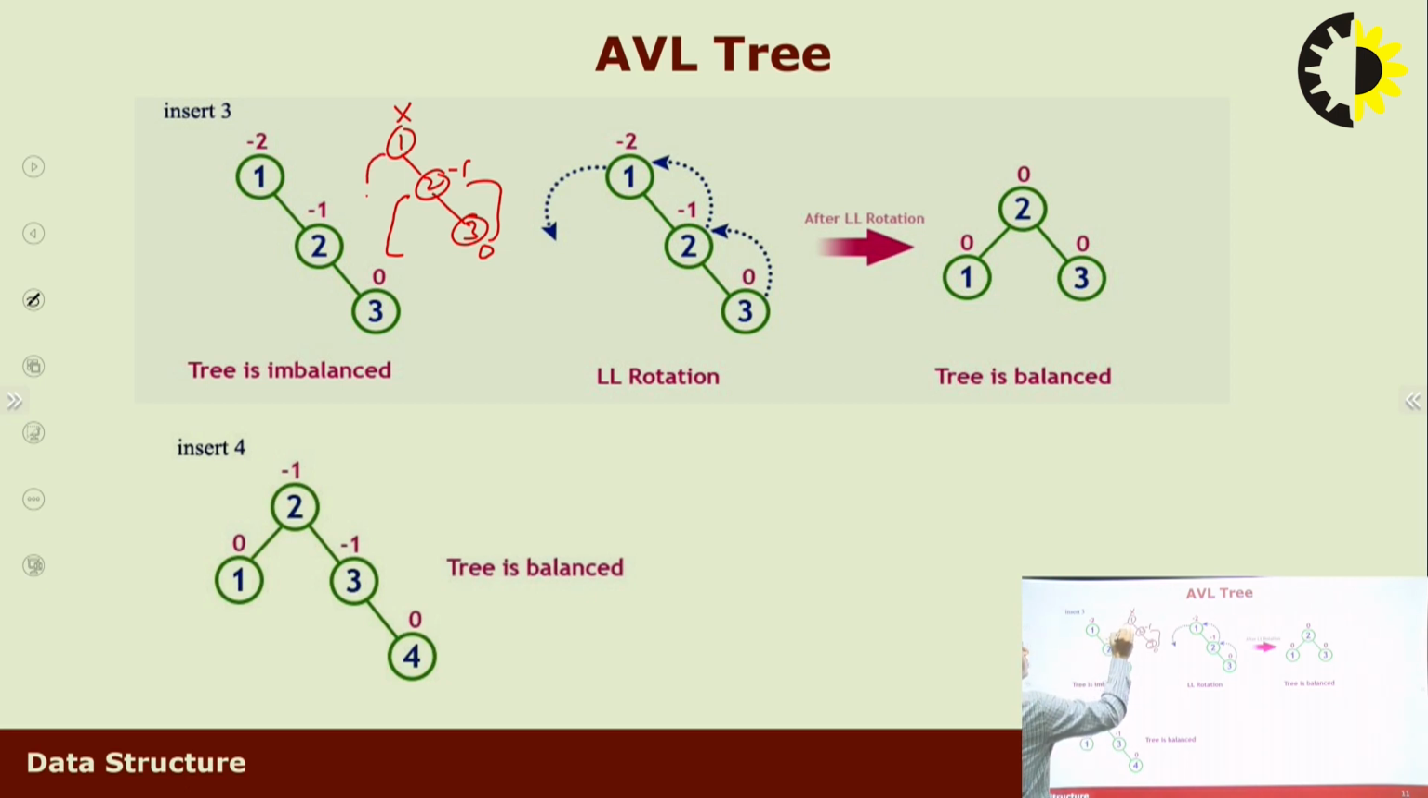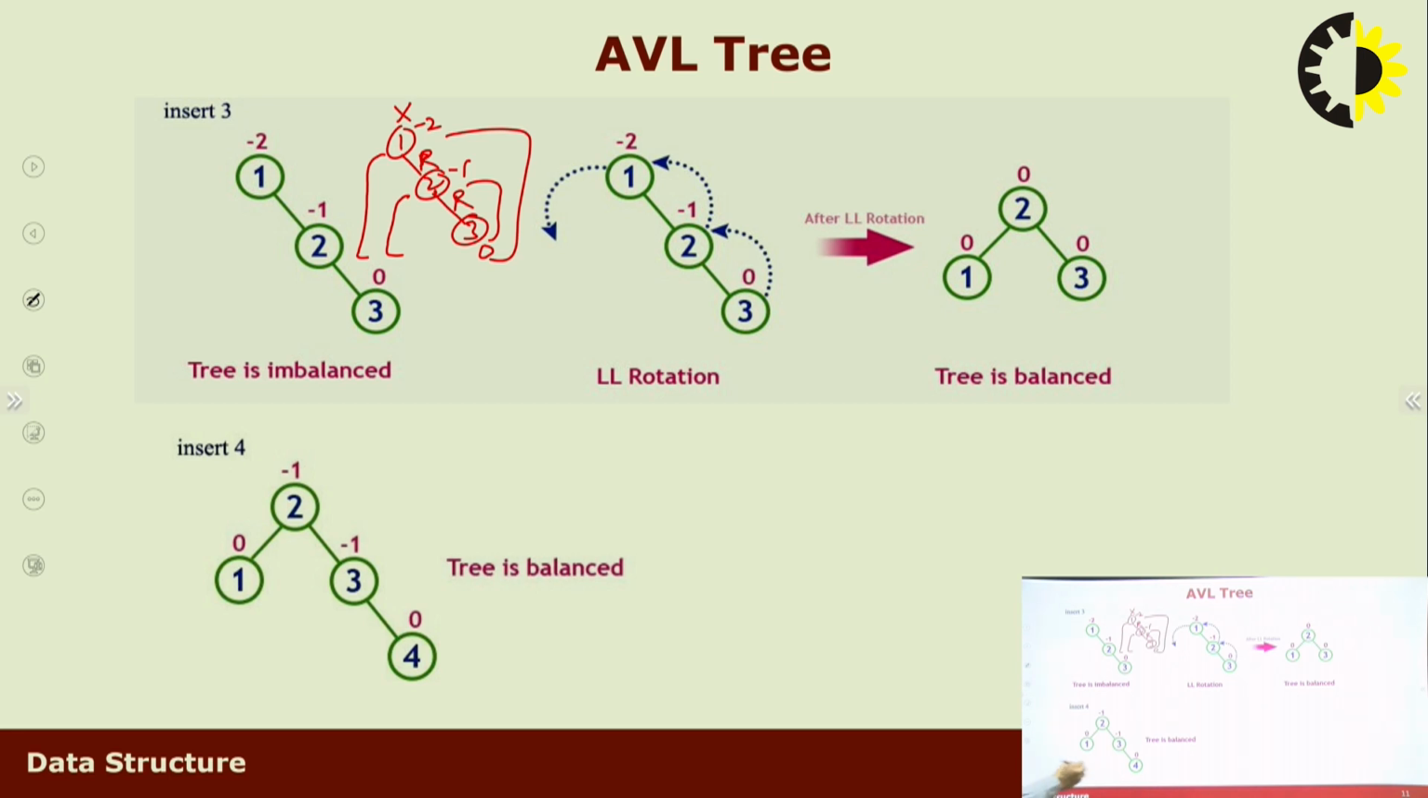For 1, height of left subtree is 0 and height of right subtree is 2, so 0 minus 2 is minus 2. That means, according to this situation, the tree is unbalanced at node number 1. And the tree is unbalanced due to insertion of node 3, and it is unbalanced at node number 1. Then from that node, we will go to that node, that is the right of this: 2 is the right of 1 and 3 is the right of 2.